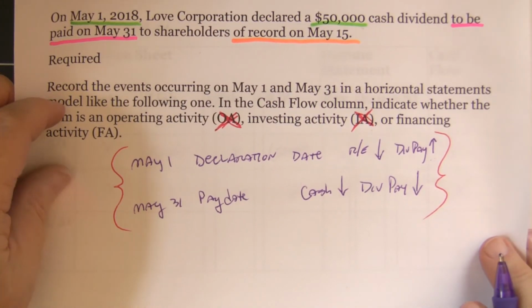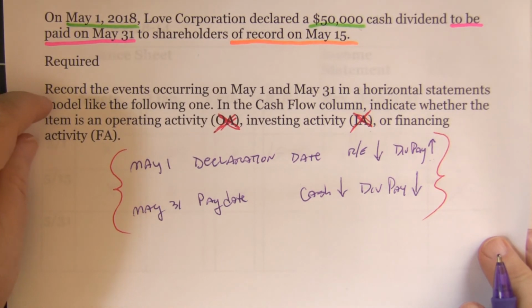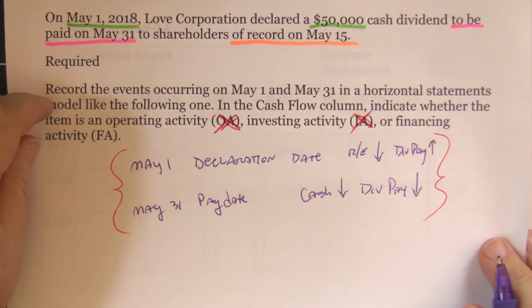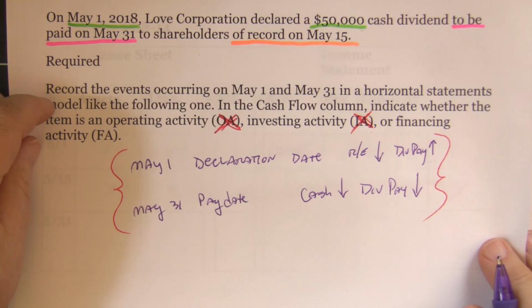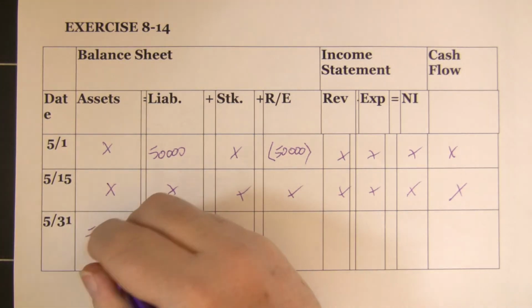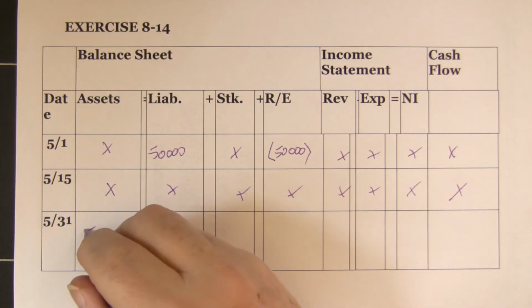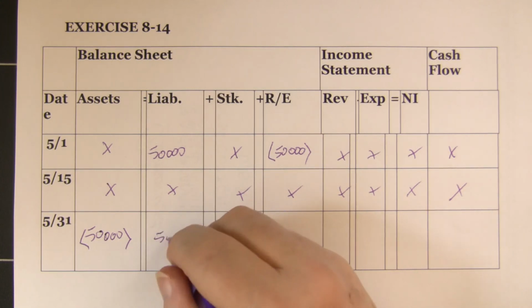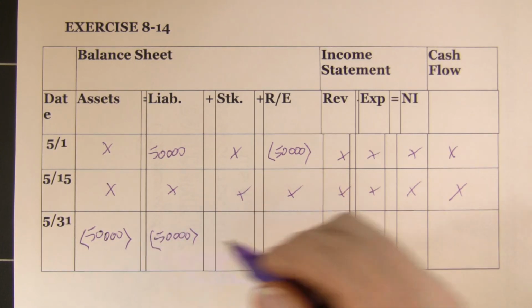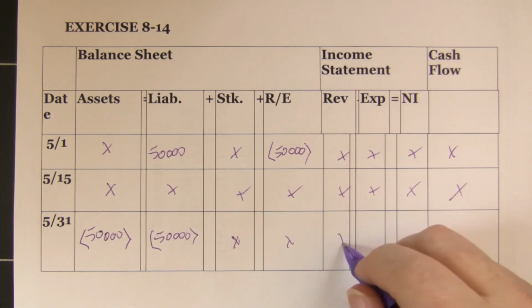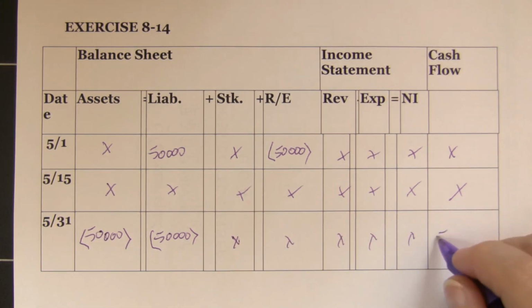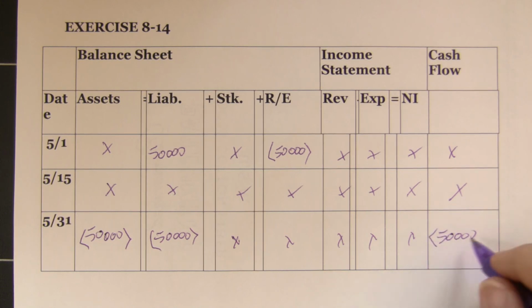Now, on May 31st, the pay date, the resolution date, the check date, the day the eagle flies, our cash goes down and our liabilities go down because we paid the bill. So cash goes down $50,000. Liabilities go down $50,000. Nothing happens to any of these things, but it is a cash outflow of $50,000, and it is a financing activity.